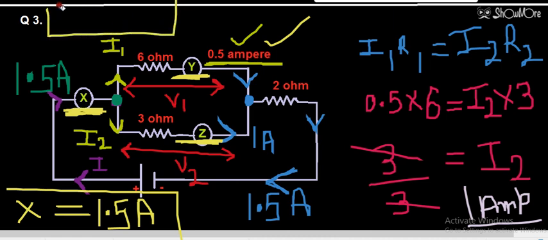So device Z is an ammeter, and the reading in Z is equal to 1 ampere. So this is everything regarding this question, but the battery voltage is pending. So now we will discuss how to find the battery voltage. You can note down up to this point.